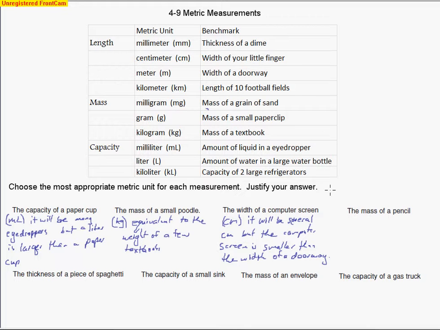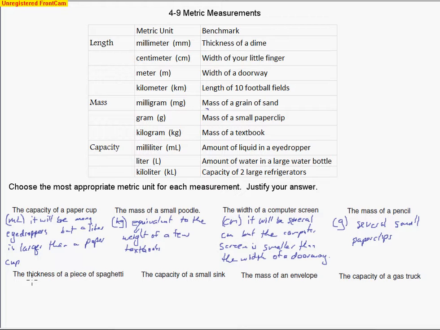The mass of a pencil. Well, we go to mass, and as I look at it, the textbook's a lot heavier, so I wouldn't want to use kilograms because this is too heavy. So I'd go with the next one smaller. Wouldn't want to use a grain of sand either, but a paper clip's pretty close, so I'd go with just a gram. And so I would say that it would be several small paper clips. Several small paper clips is equivalent to the weight of a pencil.